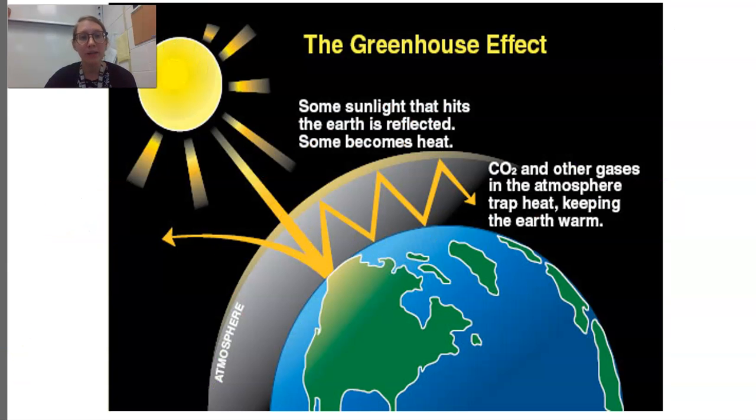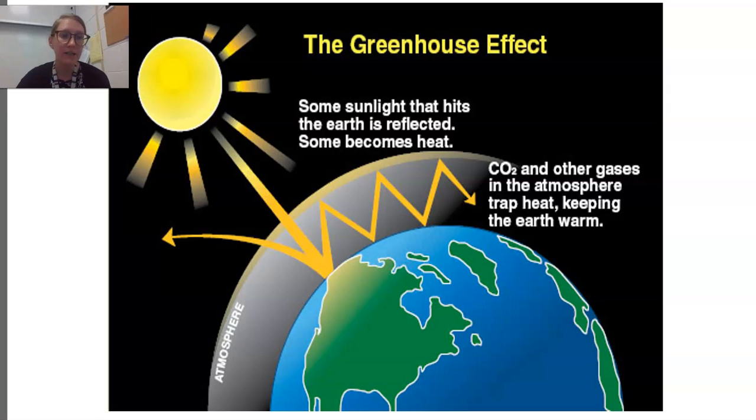This can become a problem because if you have too much carbon dioxide, it can get trapped in the Earth's atmosphere, right? It can't really leave the planet, and so it can get trapped here. Carbon dioxide helps to trap sunlight, so sunlight that hits the Earth is reflected and becomes heat. Carbon dioxide and other gases in the atmosphere trap heat, keeping the Earth warm.